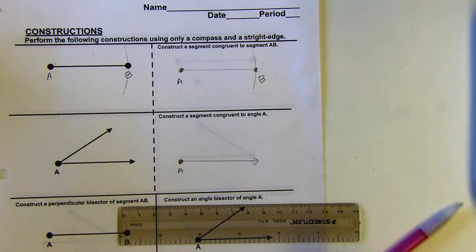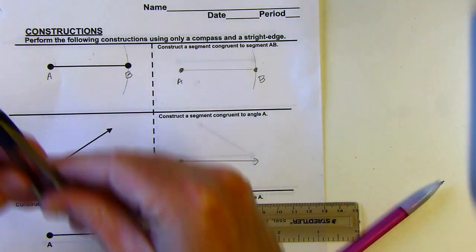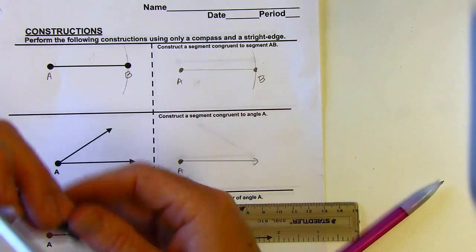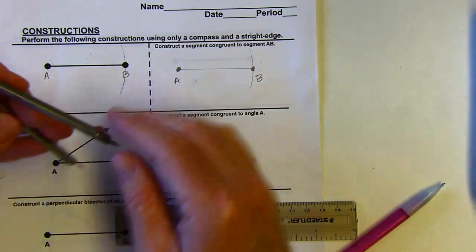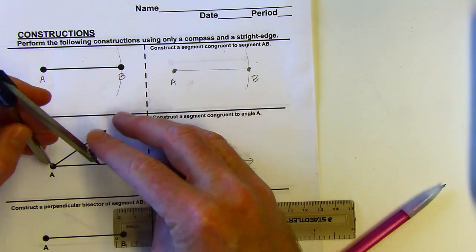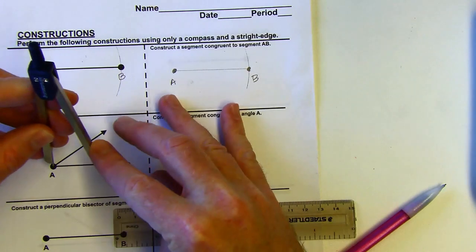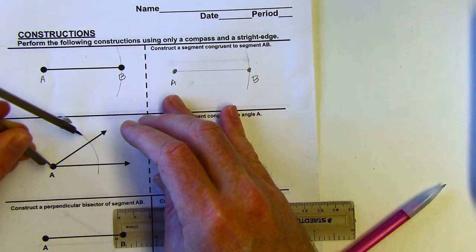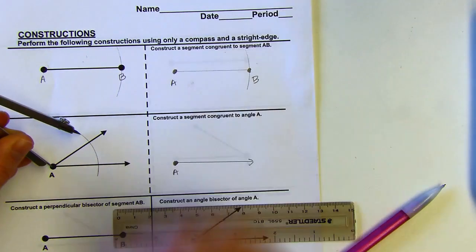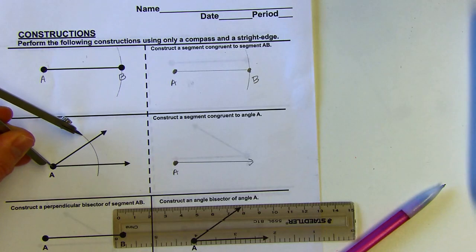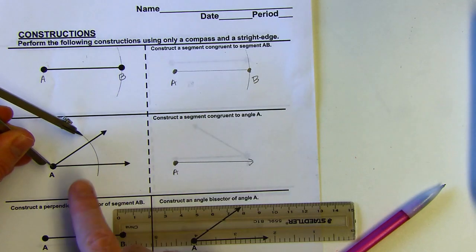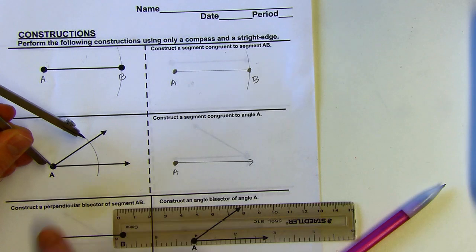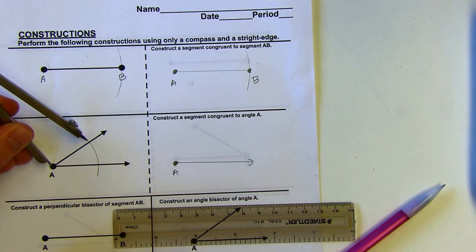Okay, now I need to do the other half, and this is the trickier part. So again, I'm going to put my pointy end of the compass over here in A, and I'm going to set the compass so that I can make a swoosh that goes all the way through the angle. Something like that. Okay, and I'm going to leave that setting on my compass. So if you've got a floppy compass, try your best to keep it set. That's going to be the key here.